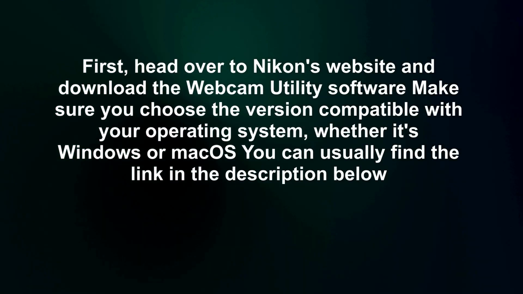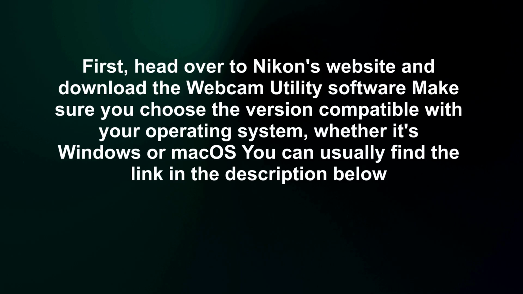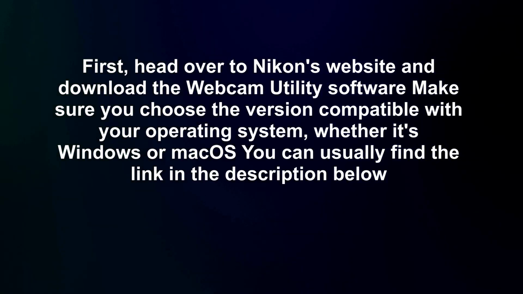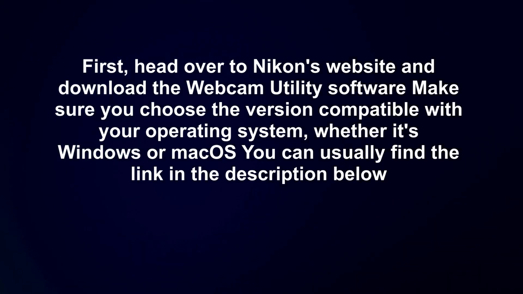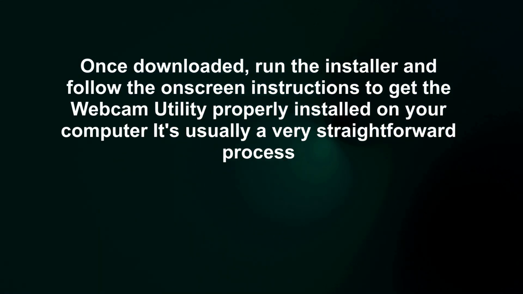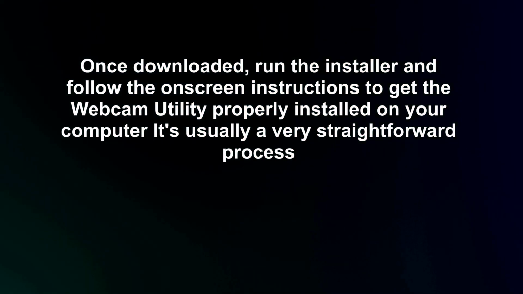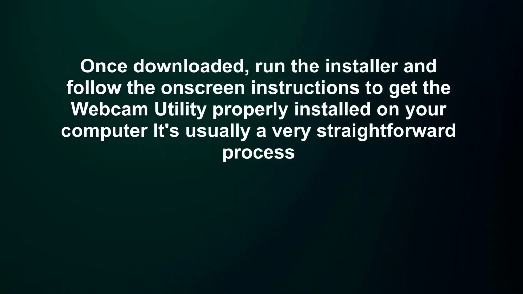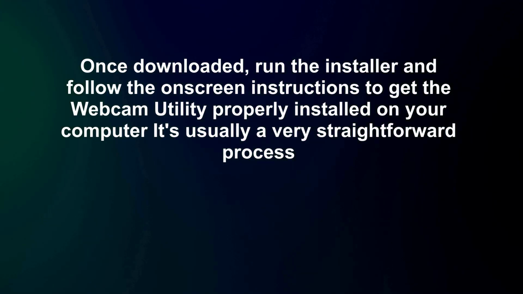First, head over to Nikon's website and download the webcam utility software. Make sure you choose the version compatible with your operating system. Whether it's Windows or macOS, you can usually find the link in the description below. Once downloaded, run the installer and follow the on-screen instructions to get the webcam utility properly installed on your computer. It's usually a very straightforward process.